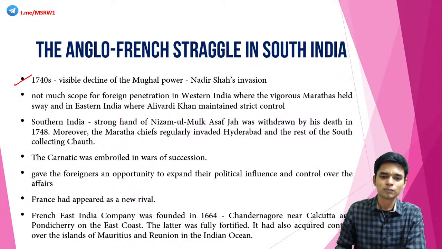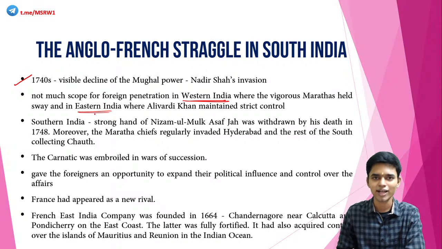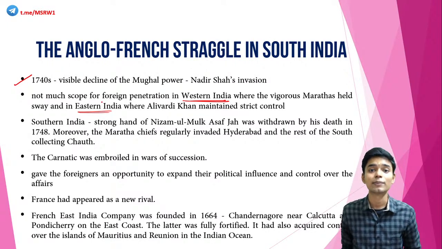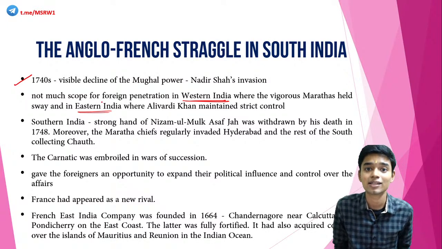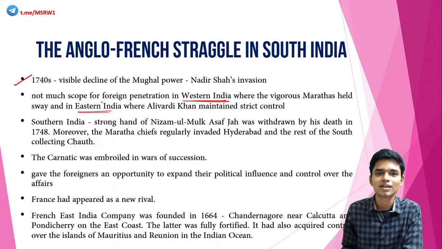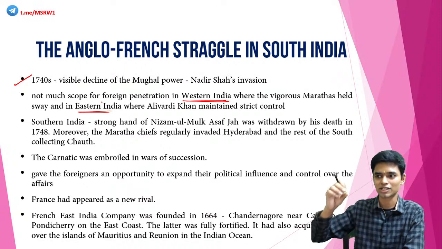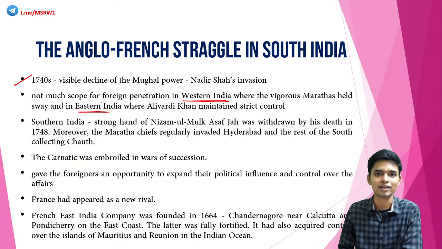Even then, we see that there is not much scope for foreign penetration in Western India and in Bengal, in Eastern India. Why? Because in Western India, we see the emergence of the most powerful dynasty after the Mughals, the Marathas. The Marathas were real trouble at that time, a real power. And because of the Marathas, no foreign power was able to establish a foothold in Western India.